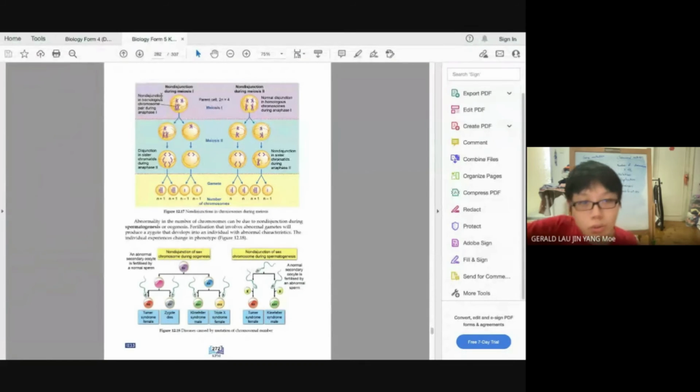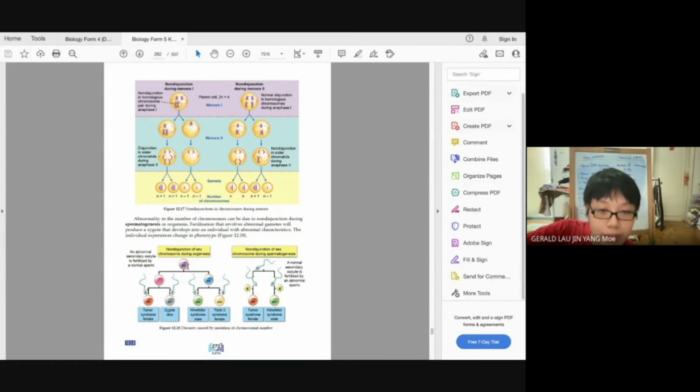Kalau homologous chromosome fail to separate during anaphase 1, okay, so dia akan macam tu lah. So the gametes will produce N+1, N+1, N-1, N-1. And then if they can separate at anaphase 1 but cannot separate at anaphase 2 for sister chromatids, they akan produce N+1, N-1. So this is called non-disjunction. Then you see what happens.